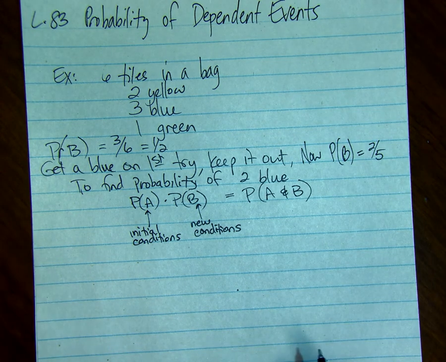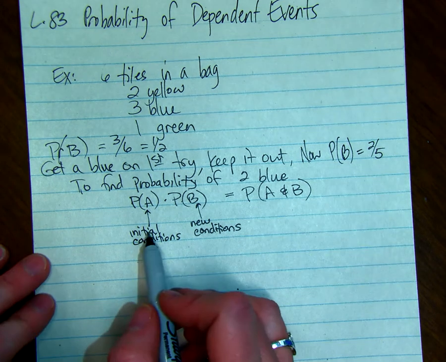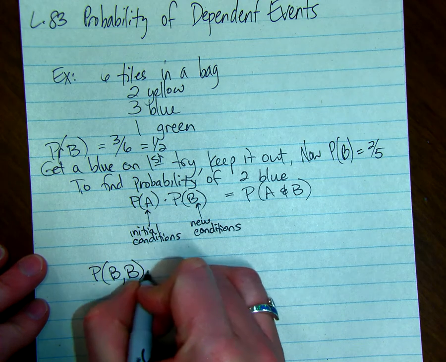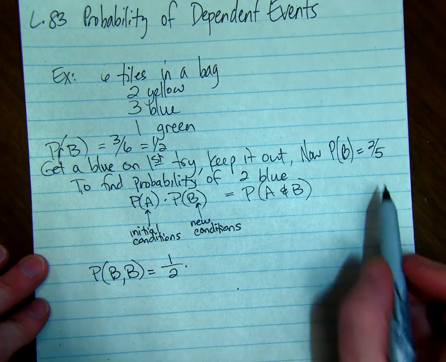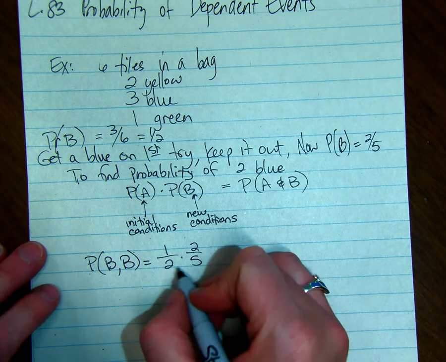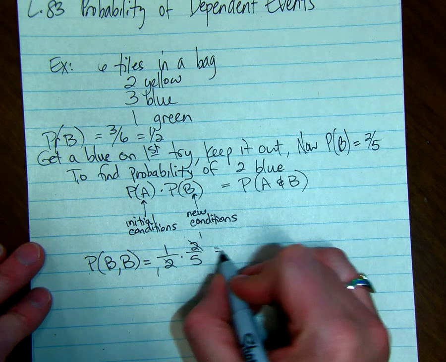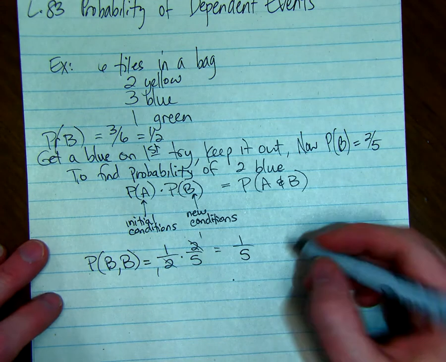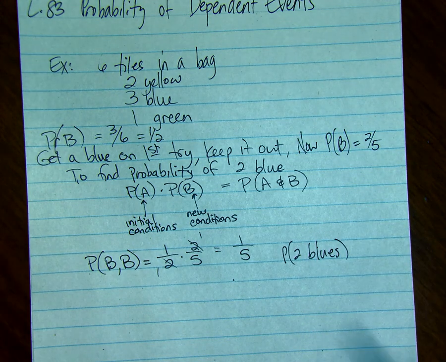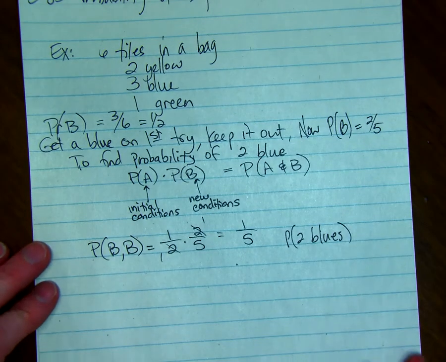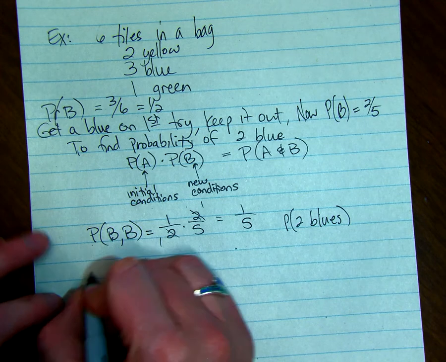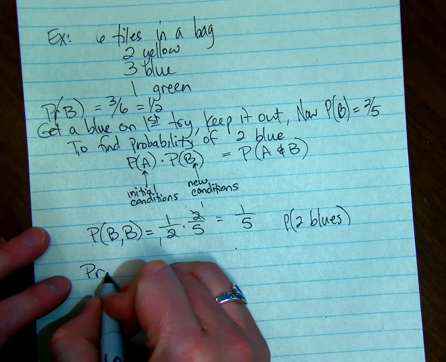So the first one was 1/2, so the probability of getting blue and then blue was 1/2 times the second, which after we took 1 out was 2/5. So we can cancel the 2's and we got 1/5. So that's the probability of getting 2 blues. If I were just to reach in and draw out 2 tiles, 1 out of 5 times, I should get both of them blue. Now it's not dependent if you replace.